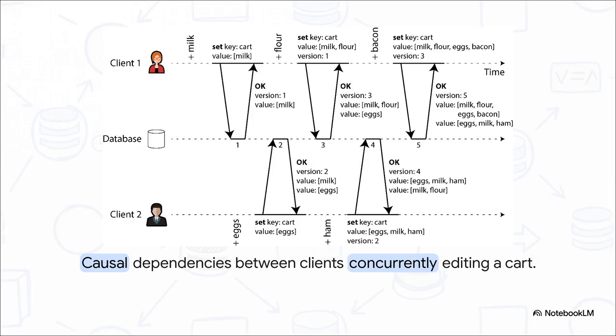Meanwhile, client 2, who is entirely unaware of the milk, decides to add eggs. The server assigns version 2 to this action, but because client 2's request didn't include that version 1 token, the database knows for a fact that client 2 didn't see the milk, so it doesn't just blindly overwrite the milk with eggs. Instead, the server safely stores both items as concurrent. Later on, when client 1 adds flour, it explicitly sends back its version 1 token to the server, mathematically proving it is building upon the milk state.